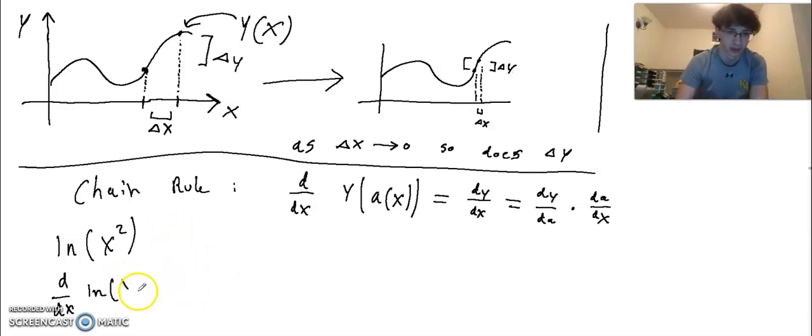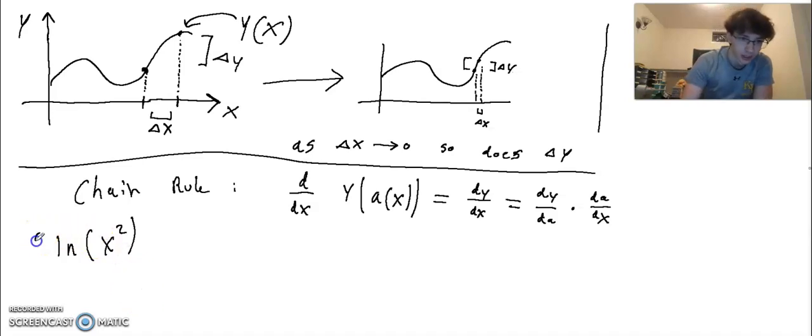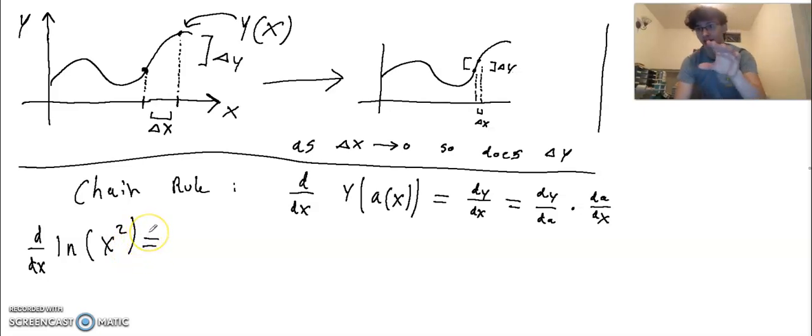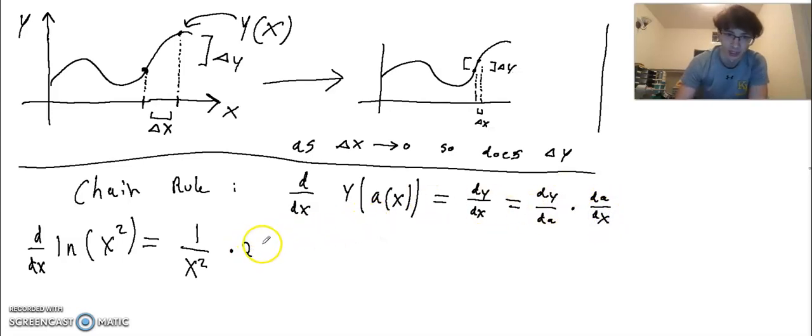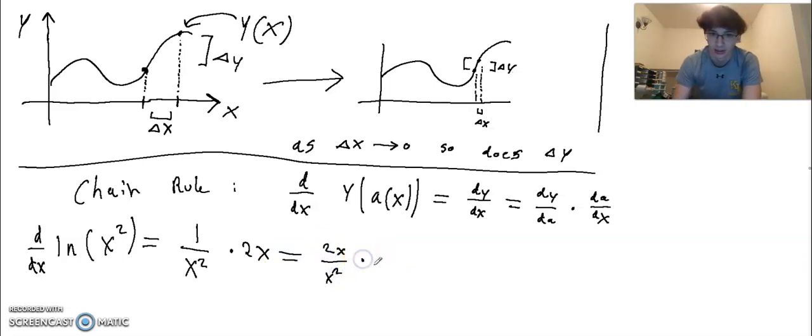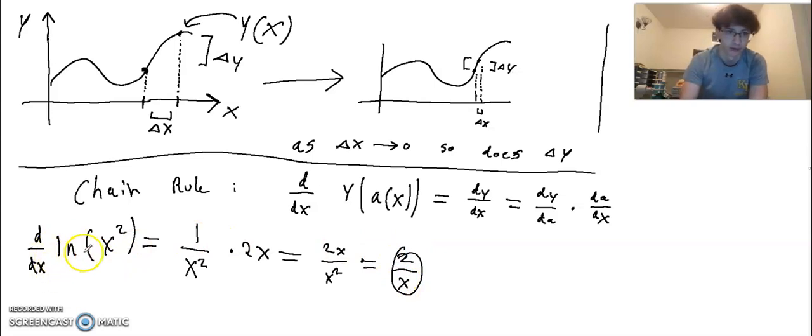So let's get rid of this real quick. So the derivative of ln of x squared is going to equal 1 over the inside, so we have x squared. But we also need to take the derivative of the inside and multiply it. This would be our dA dx. And the derivative of x squared is just 2x. So we get 2x over x squared, which equals 2 over x. And that'll be our derivative of this function.